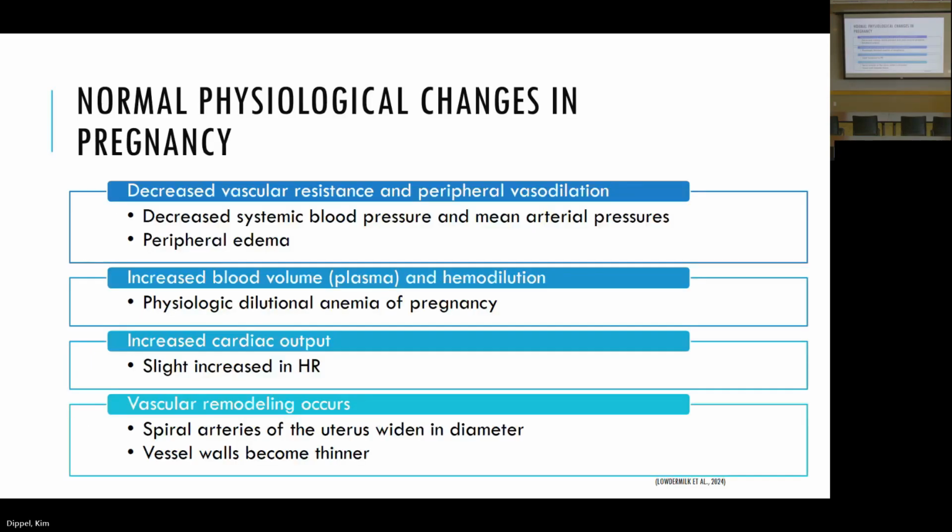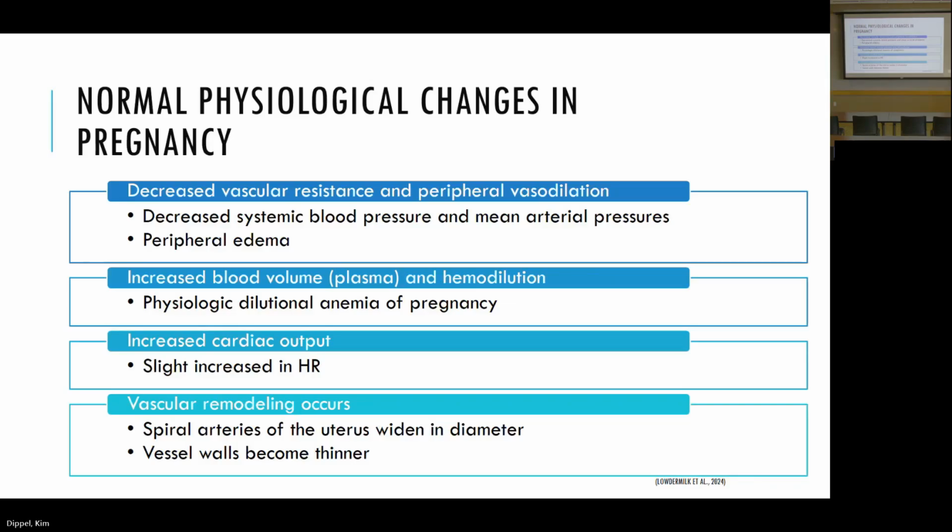So if you've been to any of our classes, we've talked about physiological changes in pregnancy. I think this is so important for people that take care of women in labor and delivery, just to have this in your back pocket to know, hey, this is normal for pregnant women to have these things. And when they don't, is this something that needs to be investigated?